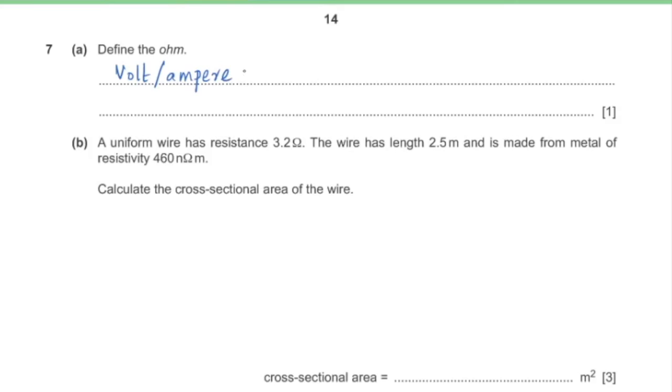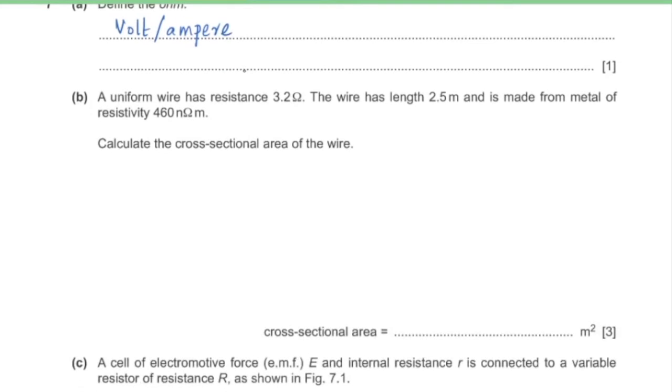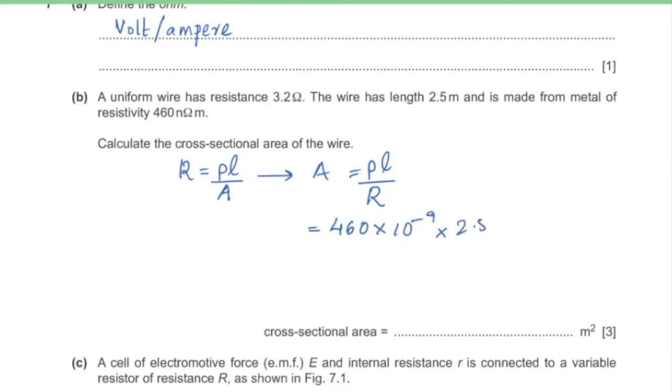Part B, a uniform wire has resistance 3.2 ohms. The wire has length 2.5 meters and is made from metal of resistivity 460 nano-ohm meter. Calculate the cross-sectional area of the wire. So resistance is equal to resistivity into length divided by cross-sectional area. So cross-sectional area is equal to resistivity into length divided by resistance. The resistivity is in nano-ohm meter. We must convert that to ohm meter. So nano-ohm meter to ohm meter is going to be multiplied by 10 to the power negative 9, into the length of the wire, which is 2.5 meters, divided by the resistance of the wire, which is 3.2 ohms.